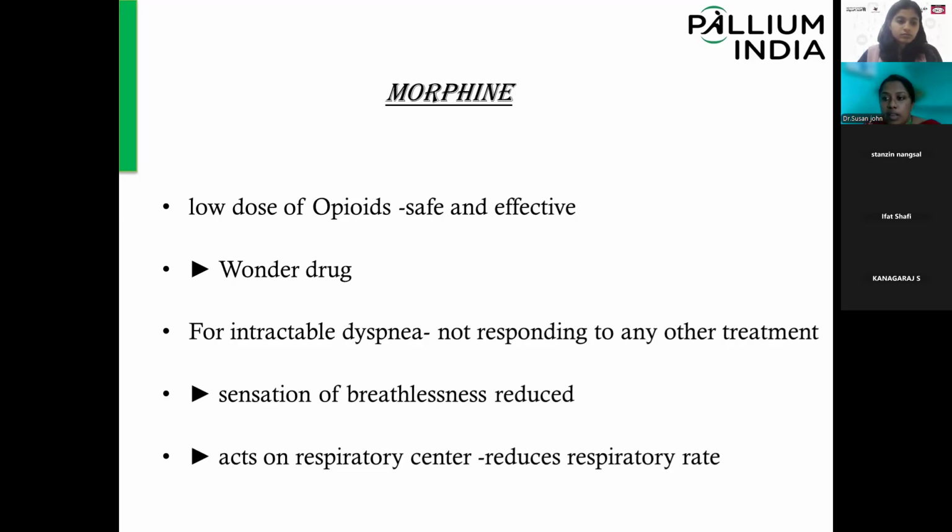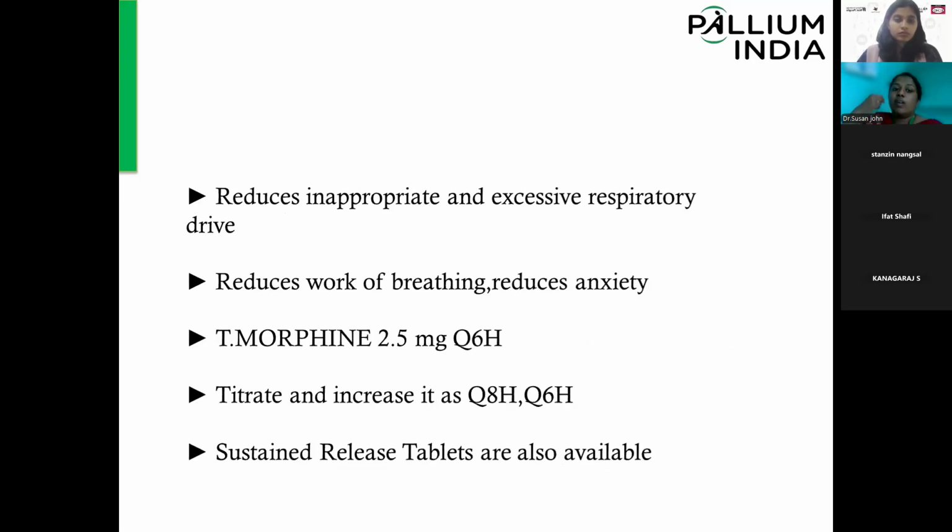The mechanism of morphine in breathlessness management is that it reduces the sensation of breathlessness. Morphine acts on the respiratory center and reduces the respiratory rate. Morphine does not give 100% symptom relief, but it decreases the respiratory rate and the effort of the patient to get a good breath. So that is the action. It also reduces the inappropriate and excessive respiratory drive, reduces the work of breathing, and reduces anxiety also.